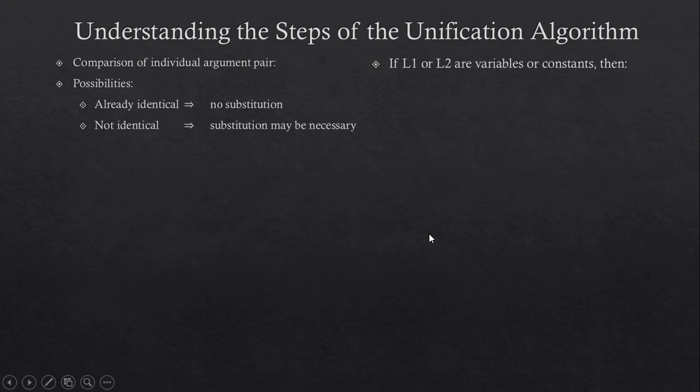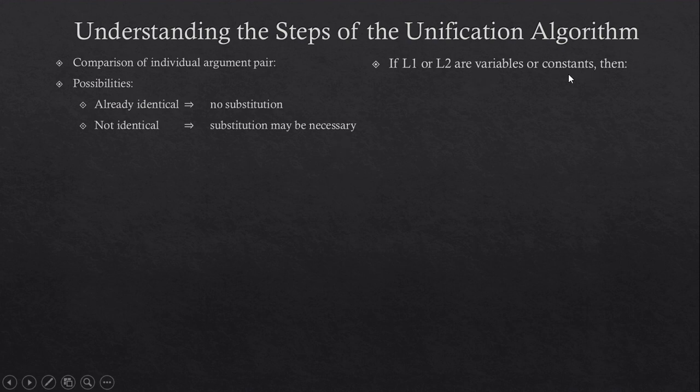Okay. Now we need to write the actual procedure of comparison of individual argument pair. Let us first develop the steps separately and then add these steps to the algorithm. So what all are the possibilities that we may have with each pair? Firstly, the two can be already the same. Then there should be no substitution necessary. If they are not identical, then substitution may be necessary depending on what the arguments are.